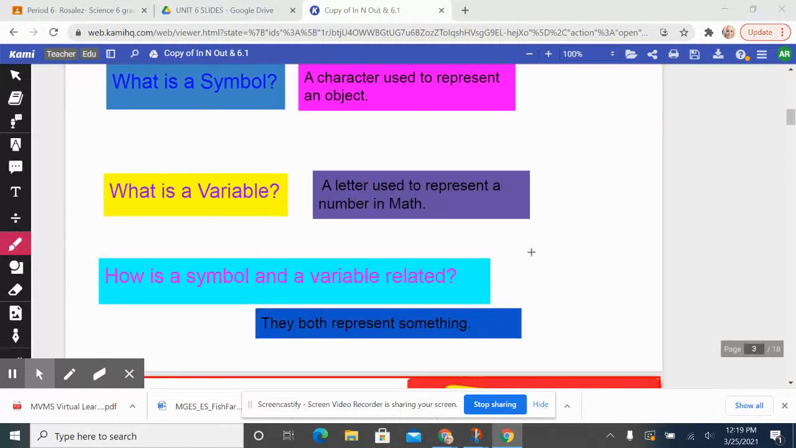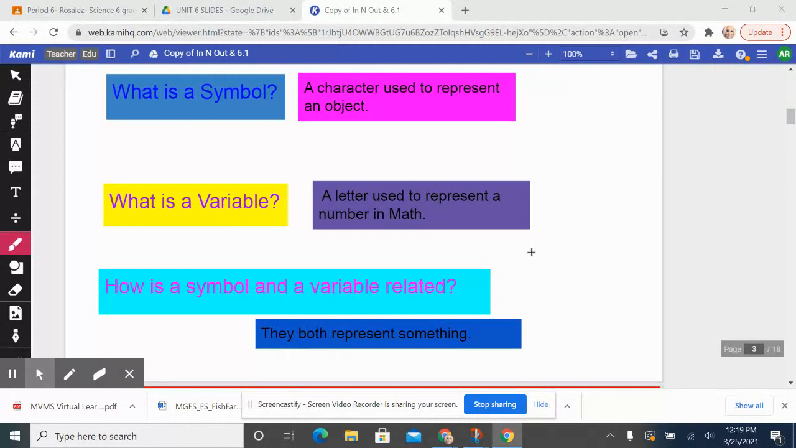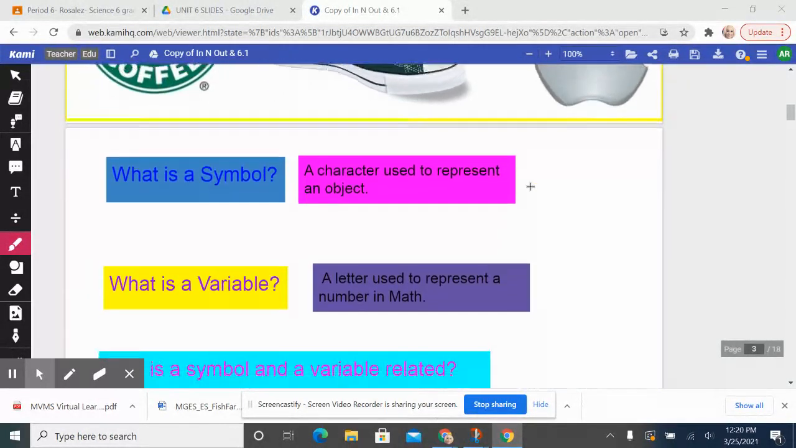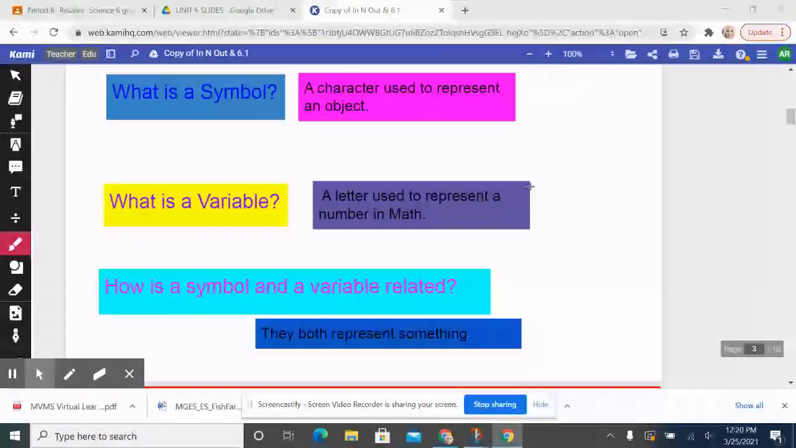Okay, so now I'm going to kind of go into some things with you. So what is a symbol? A character used to represent an object. So that Nike sign, that is a symbol. Okay, now a variable. This is a new word for you. So that's a letter used to represent a number in math. Often we use X and Y if you have seen those earlier in the years for you. Says, how is a symbol and a variable related? So a symbol and a variable, they represent something, right? So X represents a number. The Nike sign represents the word Nike or the brand.